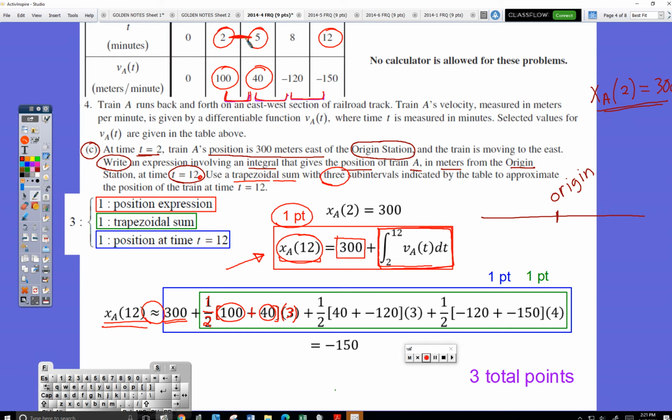The way they award points is the red box was 1 point. The green box, which is the trapezoidal portion, that's a point. If you remember to add 300, then you get the 3rd point. You actually do not have to do anything after the blue box. You do not have to go find this. You shouldn't go find this. You should stop at the blue box. And that would be a total of 3 points.